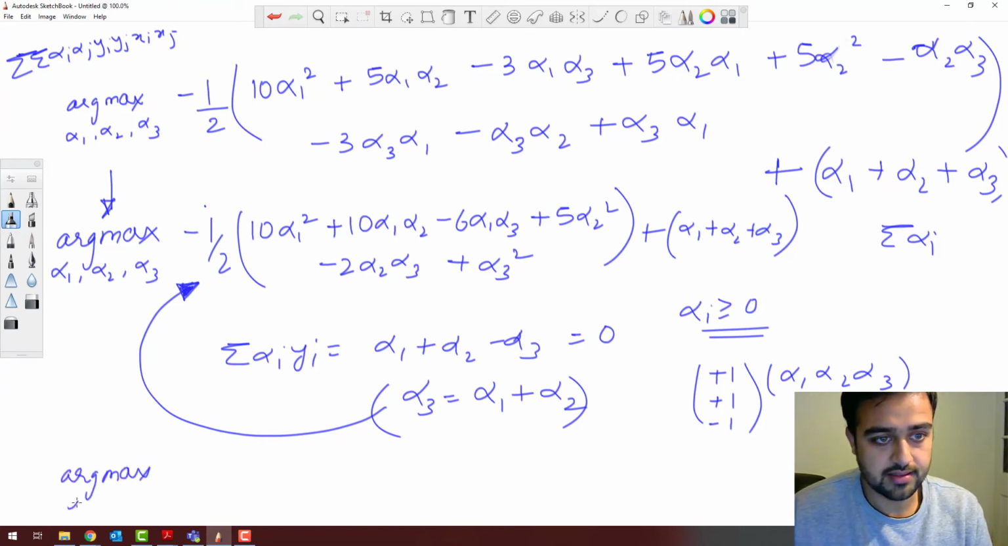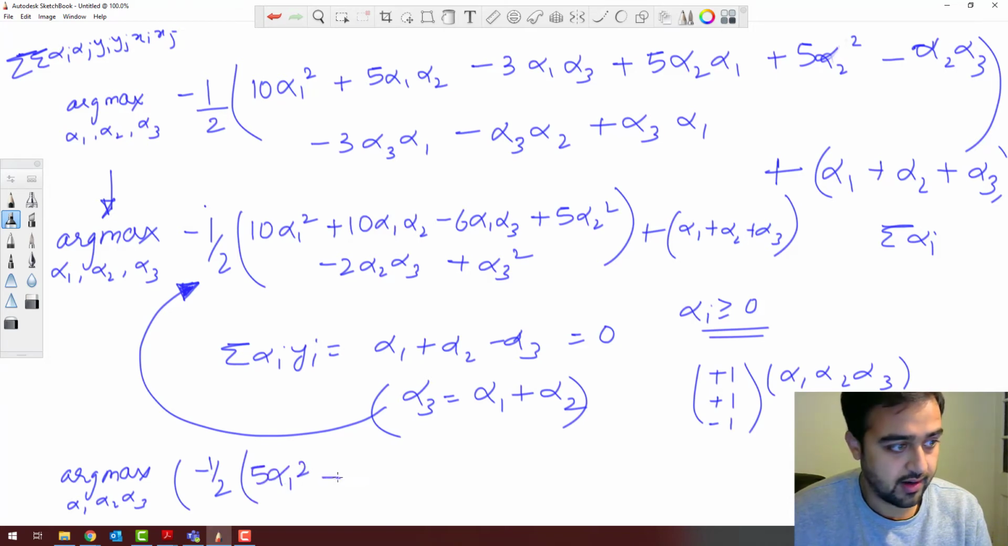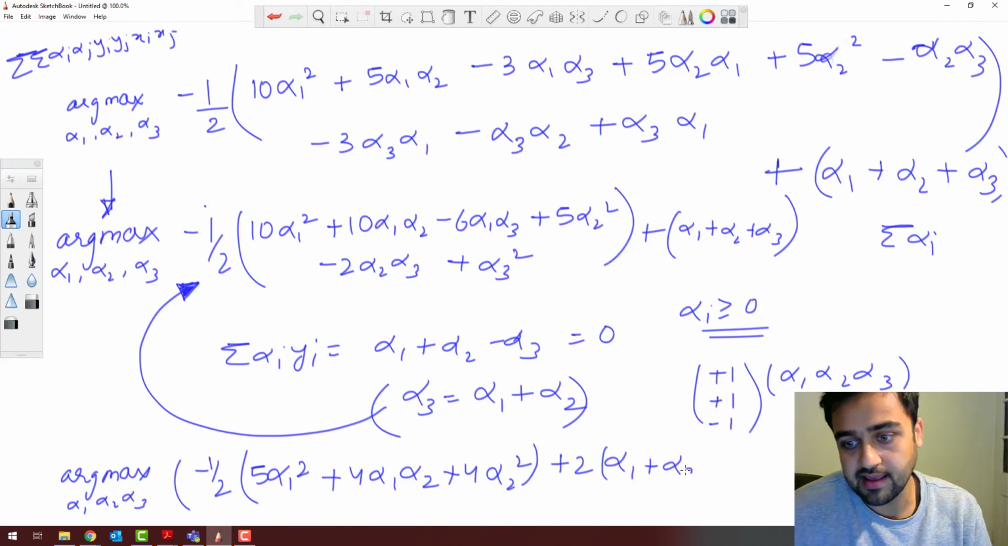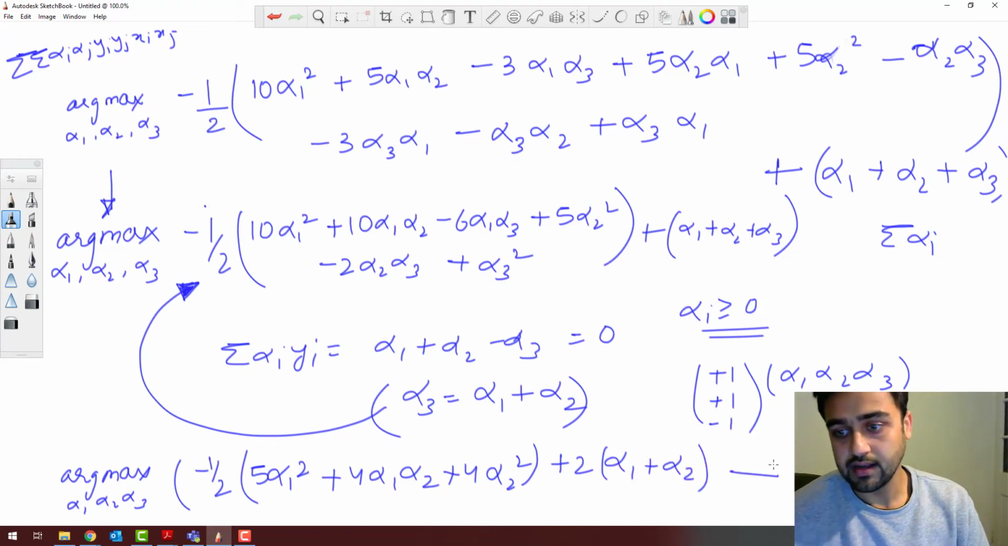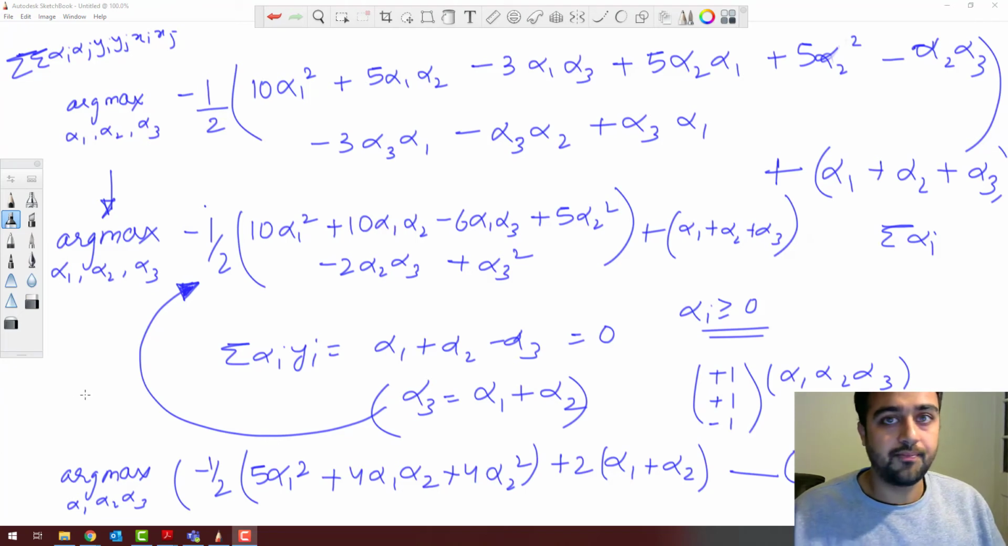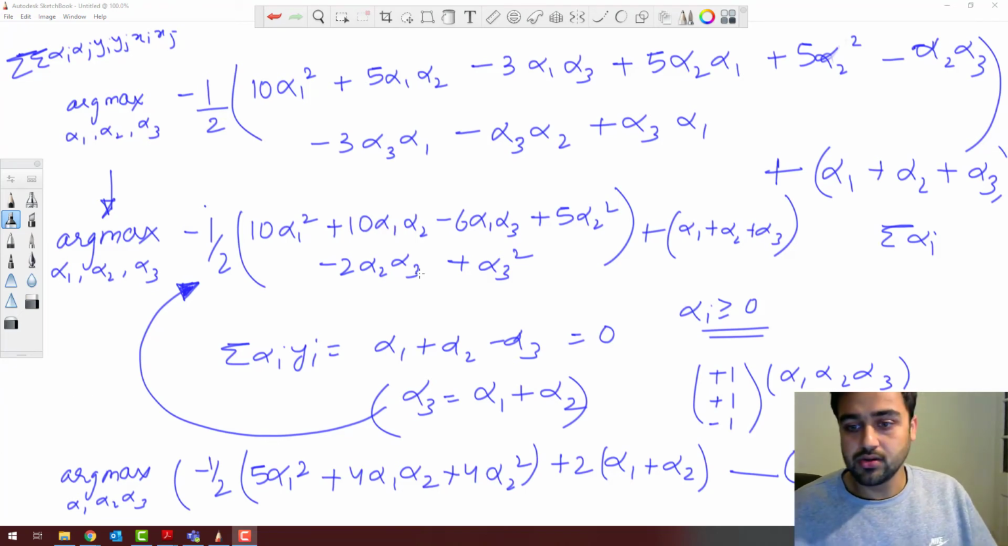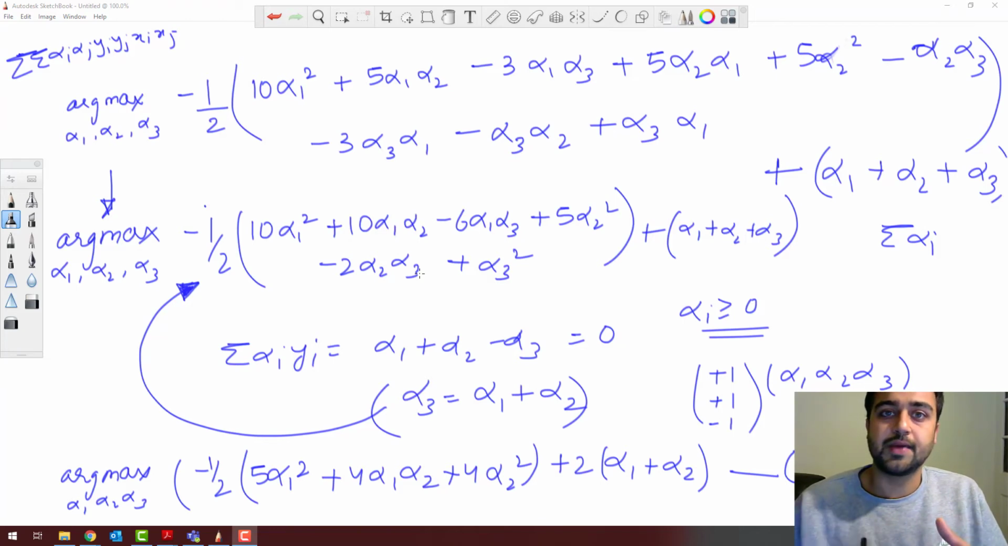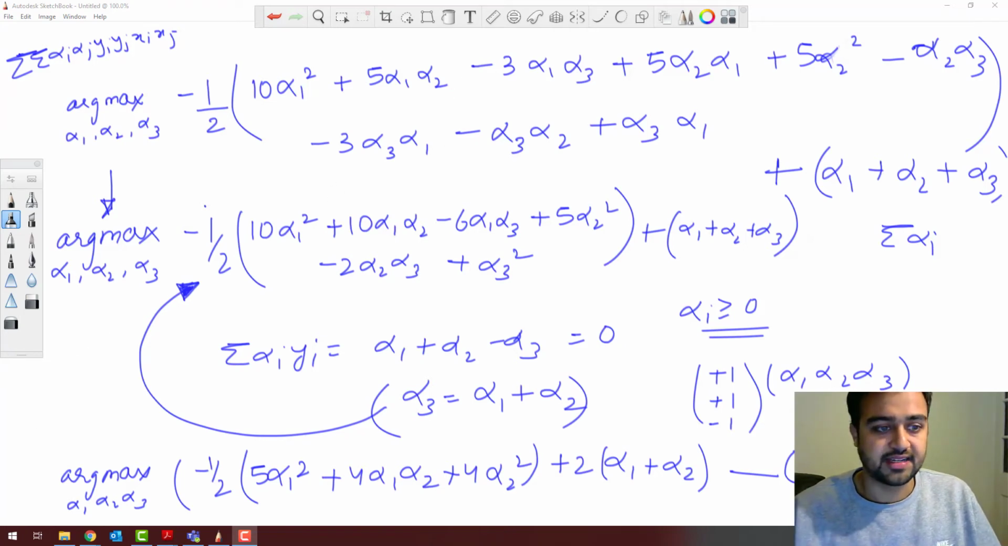So you get argmax alpha 1, alpha 2, alpha 3. It's minus half 5 alpha 1 square plus 4 alpha 1 alpha 2 plus 4 alpha 2 square plus twice of alpha 1 plus alpha 2, right? So this gives us our first equation. So now as you can see, this equation is just dependent on alpha 1 and alpha 2, right? So what we need to do is differentiate this equation with respect to alpha 1 and alpha 2, equate them to 0 and find the values of our alphas respectively.